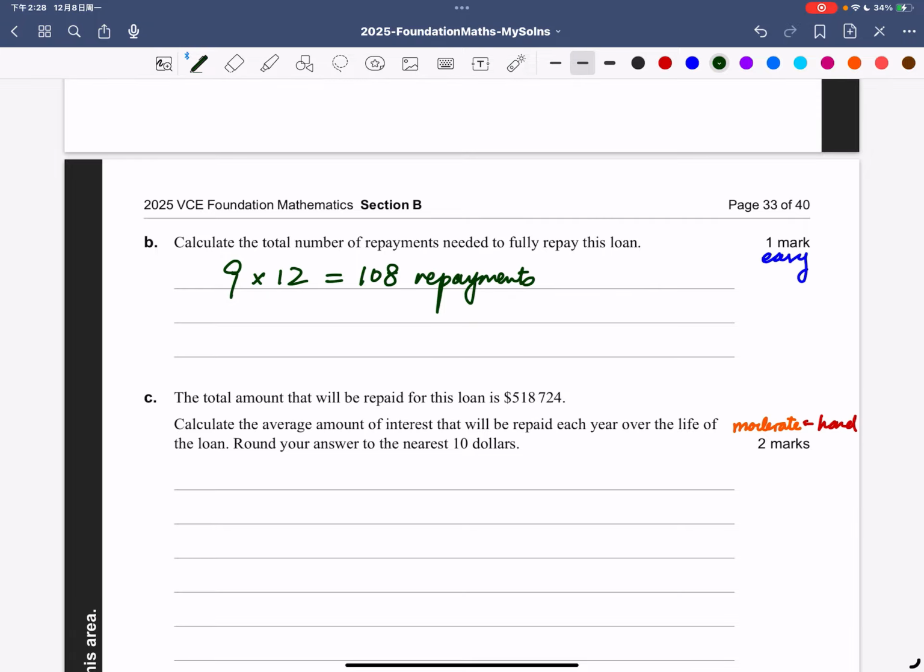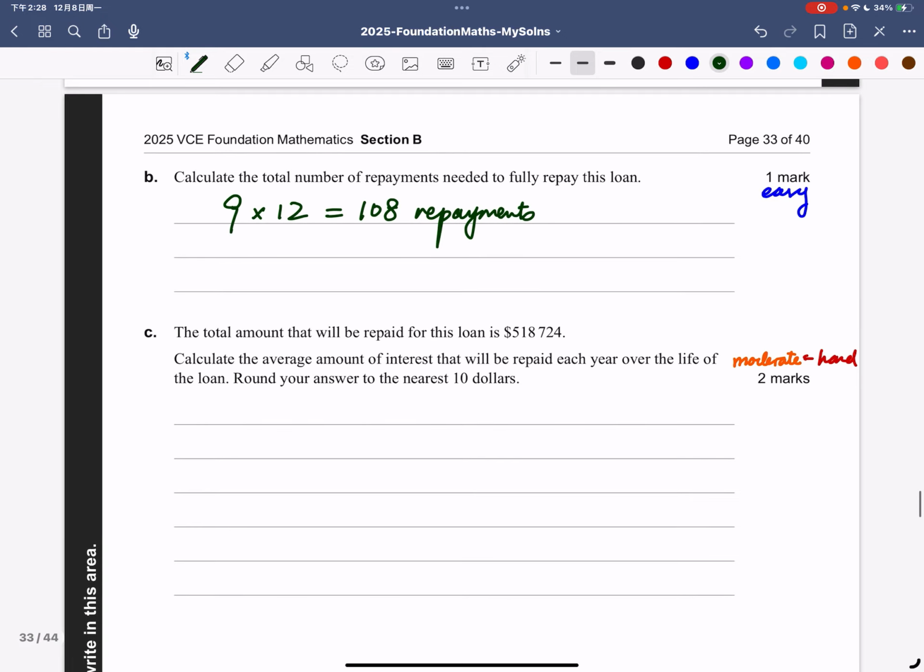So this question is another way to ask you how many months there are for the duration of this loan. The total amount that will be repaid for this loan is $518,724. Calculate the average amount of interest that will be repaid each year over the life of this loan. Round your answer to the nearest $10. Average amount of interest, so 518,704. That's the total payment. Take away the principal divided by, let's say, how many years? 9 years. So that will give you $13191.56, etc. And then you round it to the nearest $10.